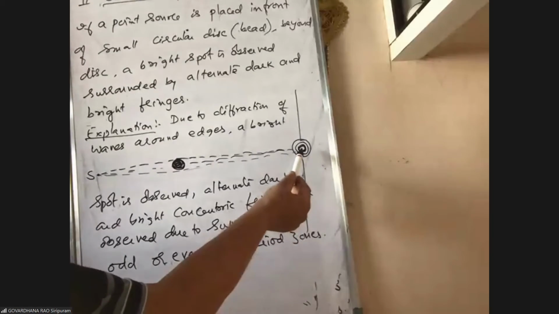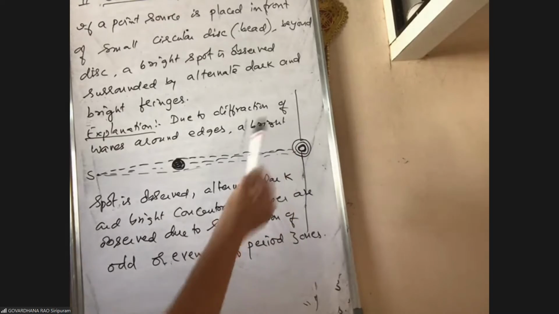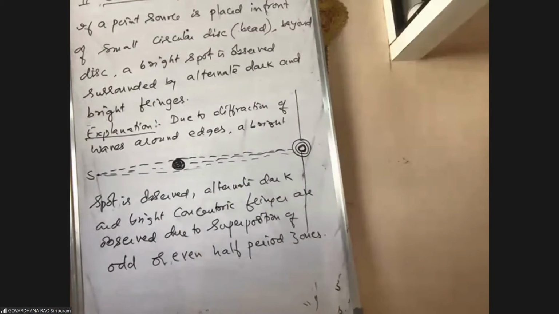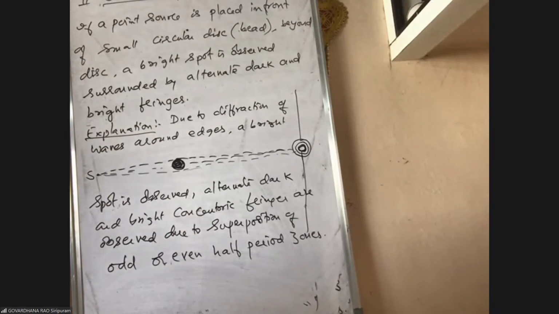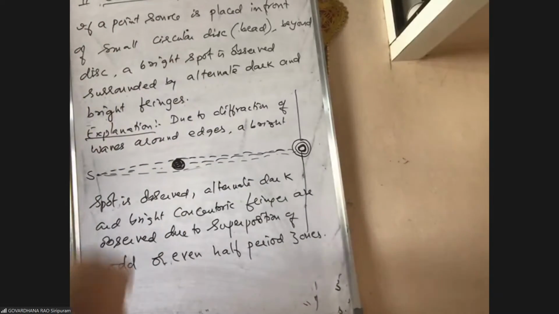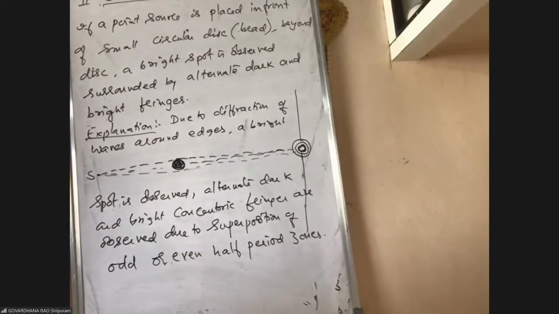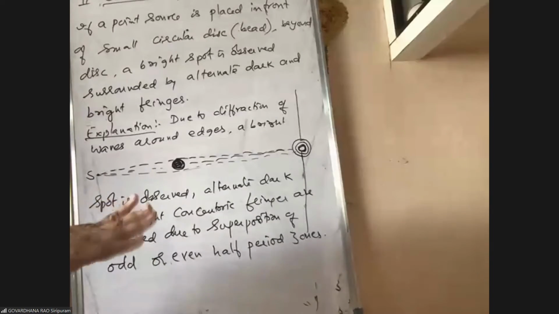So wherever odd combination is there, you will get maximum. Wherever even combination is there, you will get minimum, like this. This is due to circular aperture. So this is the diffraction due to what? Fresnel. Yesterday I have given Fresnel theory. What is meant by half period zone? What is the width, the radius, the area? This is completely about Fresnel.